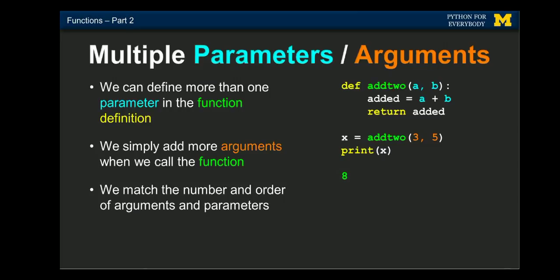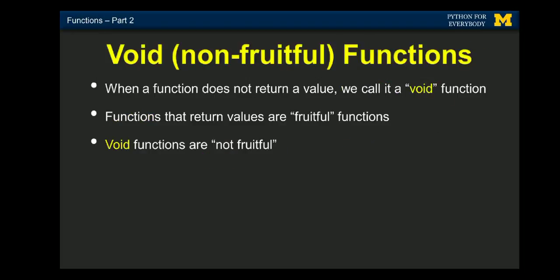Multiple parameters and arguments. We can define more than one parameter in a function definition. We simply add more arguments when we call the function. We match the number and order of arguments in parentheses and parameters. Void or non-fruitful functions. When a function does not return a value, we call it a void function. Functions that return values are called fruitful functions, and void functions are not fruitful.